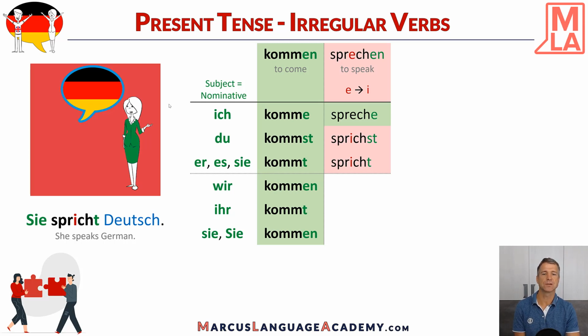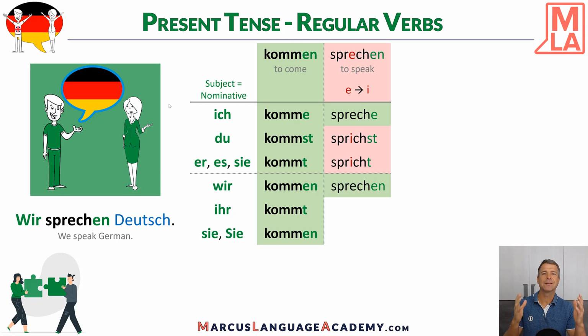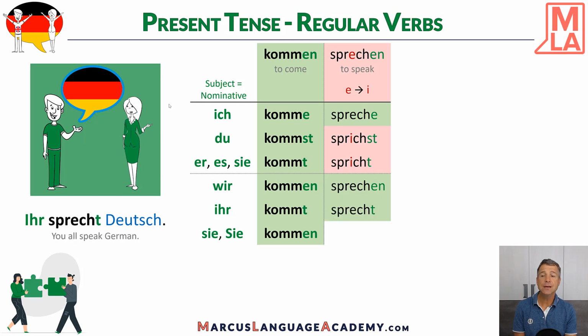Sie spricht Deutsch. And let's see what happens in plural. What do you think? In plural, it's again regular. That's easy. So, wir sprechen Deutsch. So, no change in the root and we apply the same ending of regular verbs in this case. Wir sprechen Deutsch. Ihr sprecht Deutsch. Still regular. No surprises here. Sie sprechen Deutsch. They speak German.